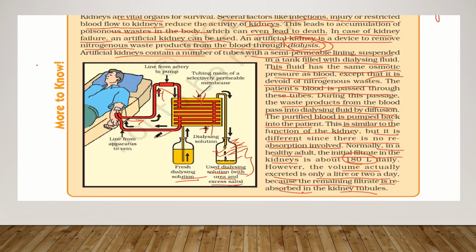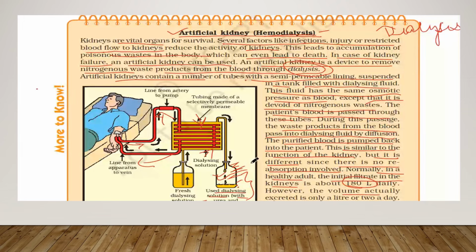Then the pure blood, which is devoid of the nitrogenous waste, is again pumped into the body, and the urea and the excess salts are collected in this bottle, which are thrown away, right? But the reabsorption which happens in the kidneys is not happening in this artificial hemodialysis method, right? Is it clear? This is also very important for your exam, so just go through it once.